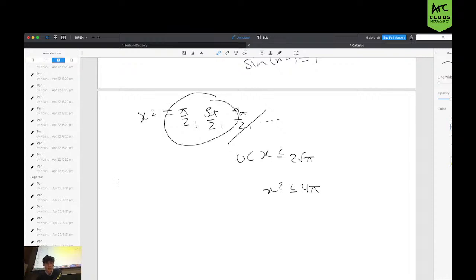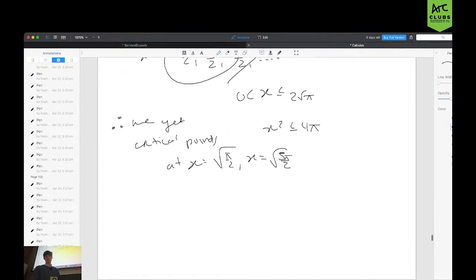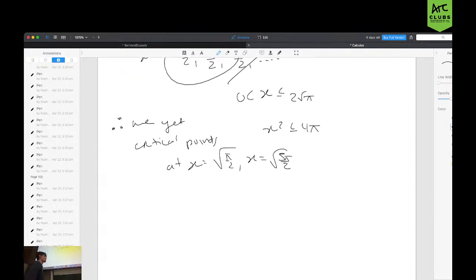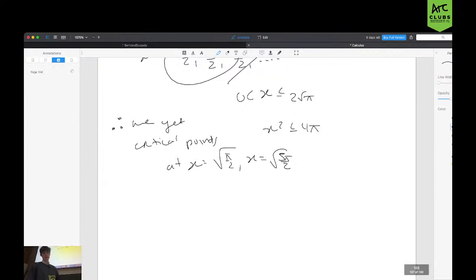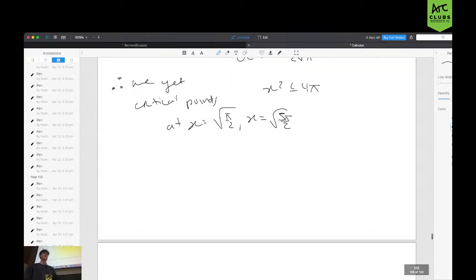So therefore, we get critical points at x equal to the square root of pi on 2 and x equals the square root of 5 pi on 2. But we're not done yet. The question did ask us to determine their nature. So let's go ahead and determine their nature using, let's say, the second derivative test, right?